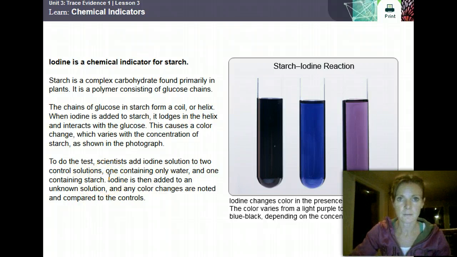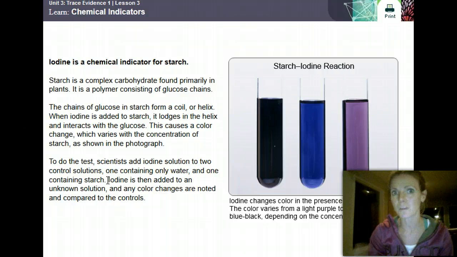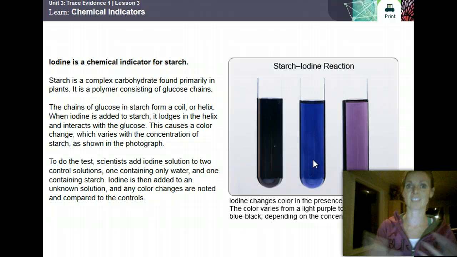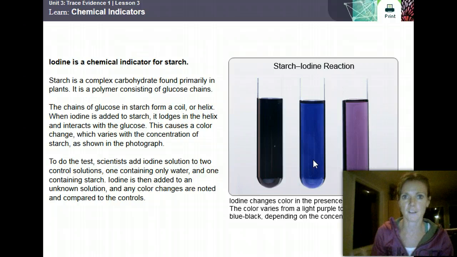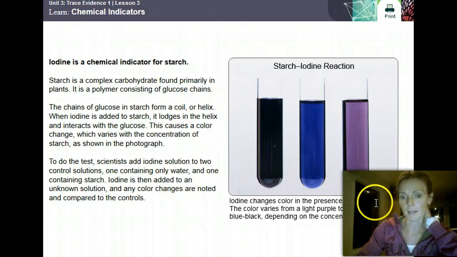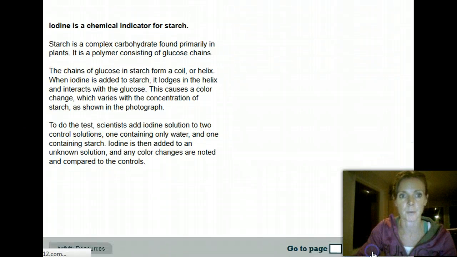Then you're going to add iodine to an actual substance containing starch. So you know it's going to be positive, and this is what you'll see, okay? Then we're going to test this unknown solution and hopefully figure out, hey, is there a starch in there? And maybe that'll help us determine whether or not this cocaine came from a particular place.